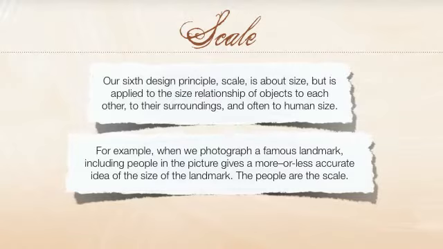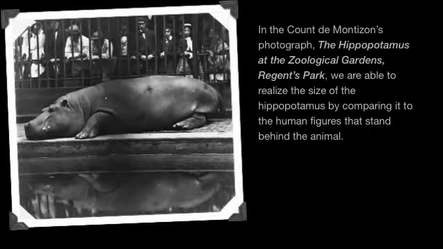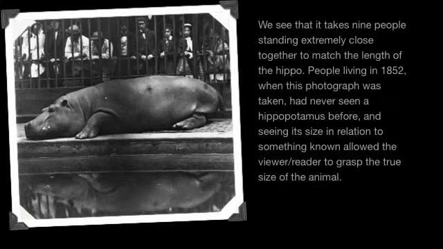The people are the scale in this case. Simply, scale is the size of something in relation to what is standard or normal size. And normal size is the size we expect something to be. In the Count de Montezon's photograph, the hippopotamus at the Zoological Gardens, Regent's Park, we are able to realize the size of the hippopotamus by comparing it to the human figures that stand behind the animal. We see that it takes 9 people standing extremely close together to match the length of the hippo.